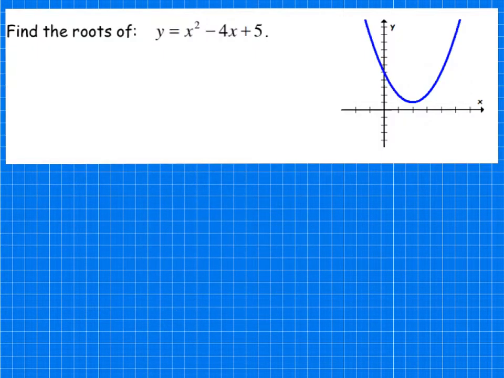So this next one, we need to find the roots of this one. We already know from our graph over here that because this doesn't cross the x-axis anywhere, this is not going to have any real roots. So we have to use the quadratic formula because we can't factor something that has no real roots, at least not in the traditional way. In this one, a equals 1, b equals negative 4, and c equals 5.